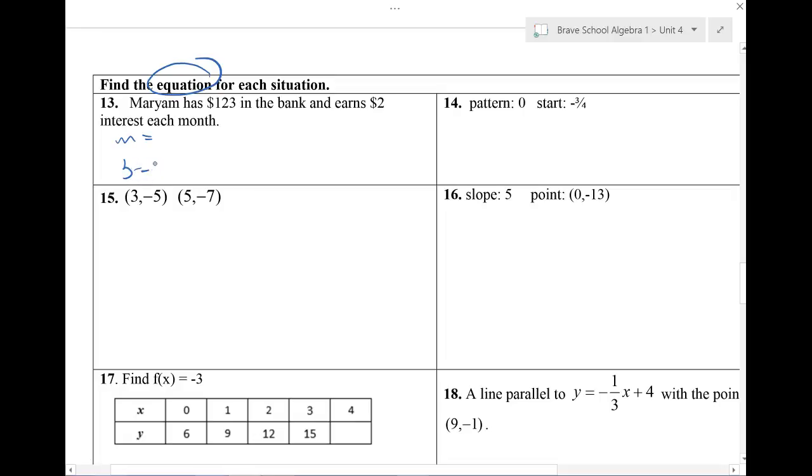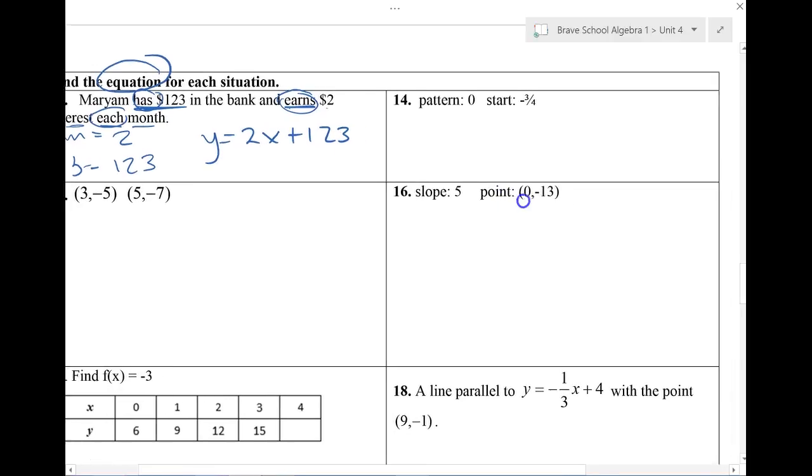Okay, so first of all, it says Miriam has $123 in the bank. So "has" is the giveaway word there, meaning that it's our y-intercept, 123. And "earns $2 interest each month": giveaway words here are "earns" and "each", which tell us it's the slope, so 2. So then our equation is simply 2x plus 123.